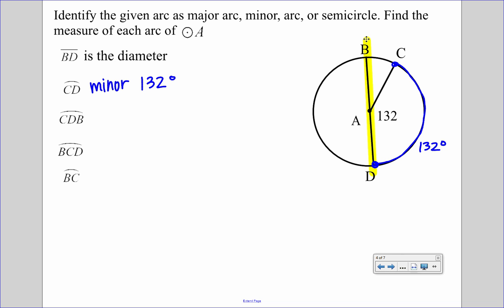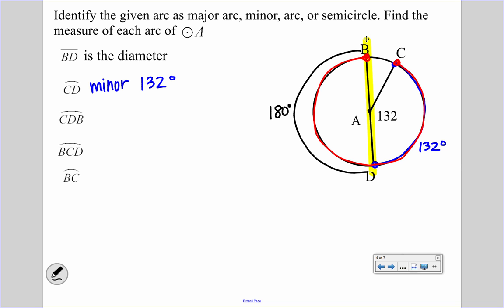CDB. So we go from the C down to the D, because you have to go in order, then around to the B. Now this one's a little tricky. If you notice that the red arc includes the blue arc plus the semicircle on the left. So we know that this piece from here to here is 180. So the red arc includes the blue and the black.